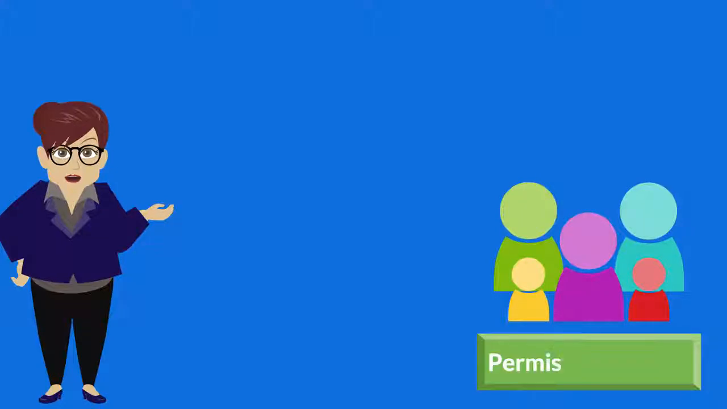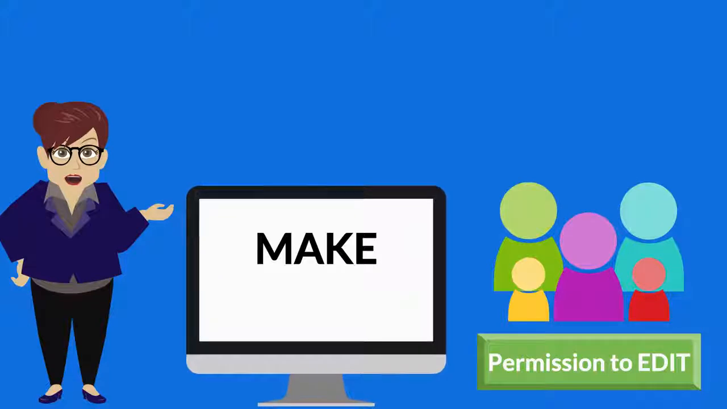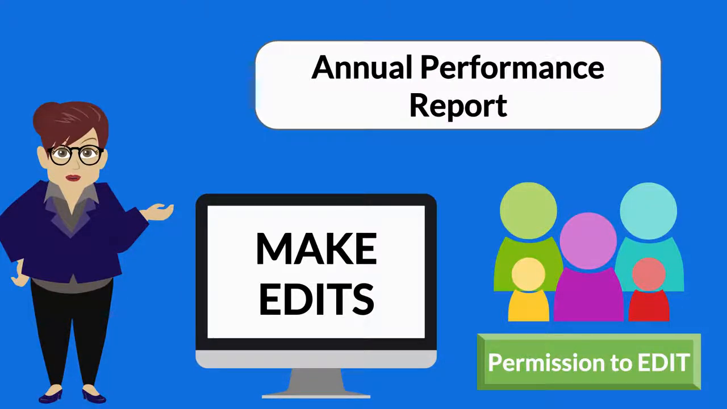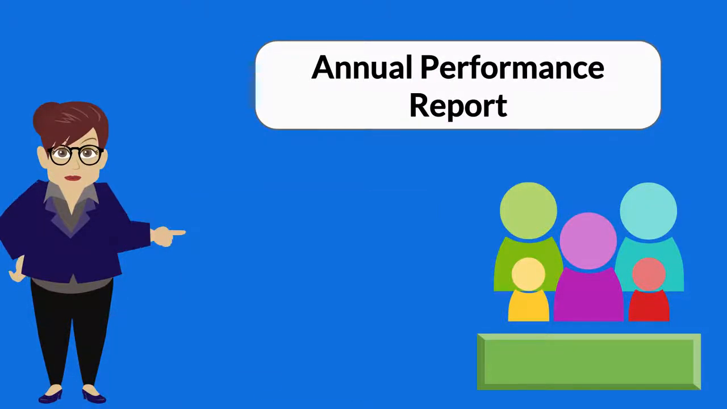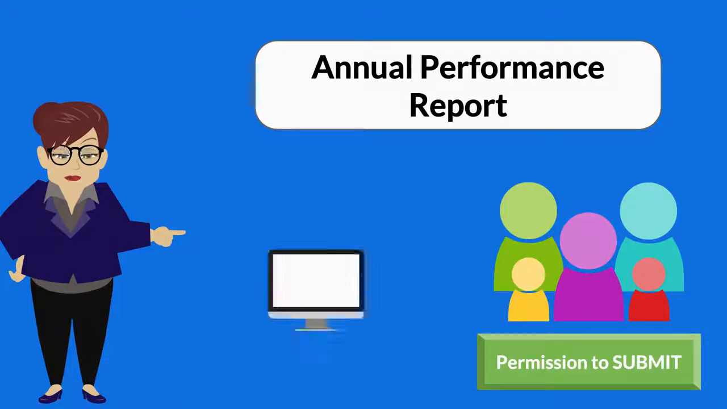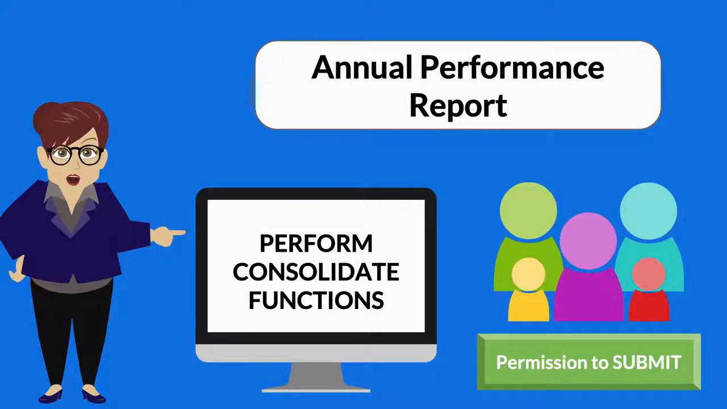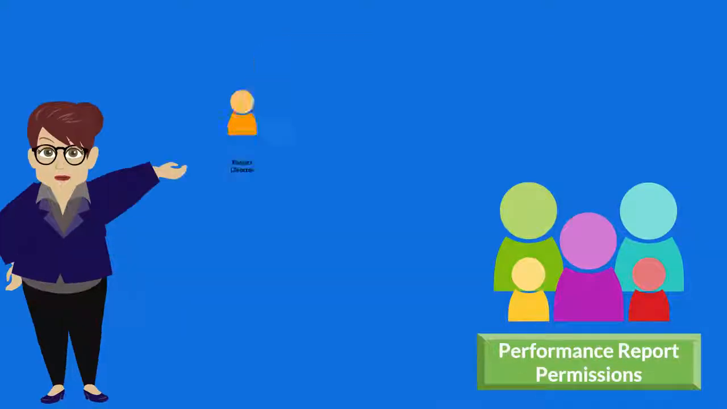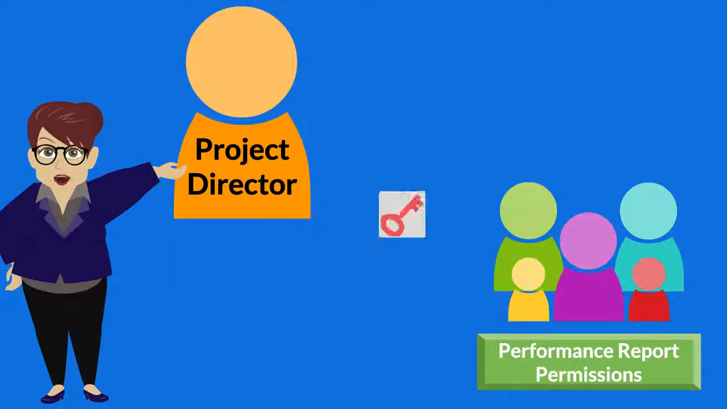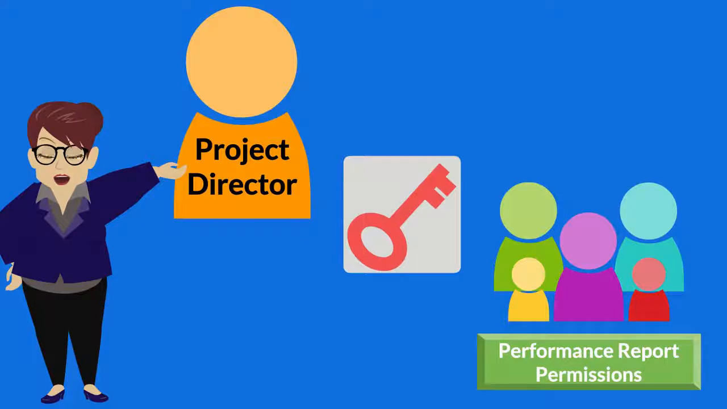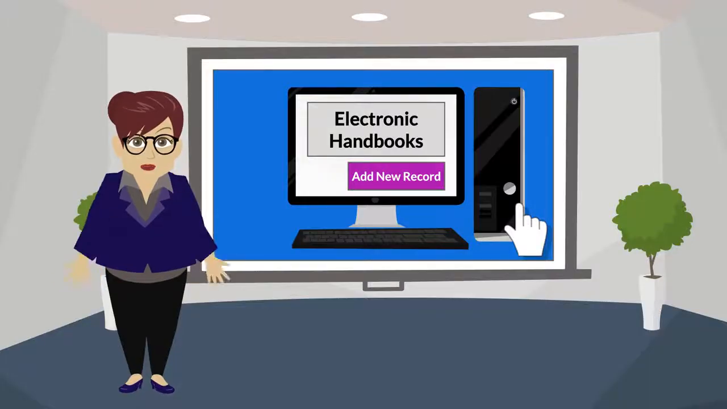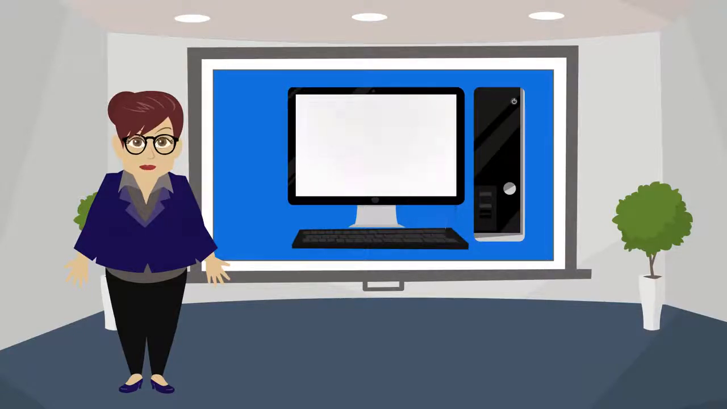Only grantee users with the permission to edit performance reports for the grant will be able to edit these forms in the annual performance report. And only grantee users with the permission to submit performance reports will be able to perform the consolidate functions for this report. Your project director is responsible for managing permissions, and they can give you appropriate performance report permissions in the electronic handbooks. Now, let's see how you can add new records with this functionality.